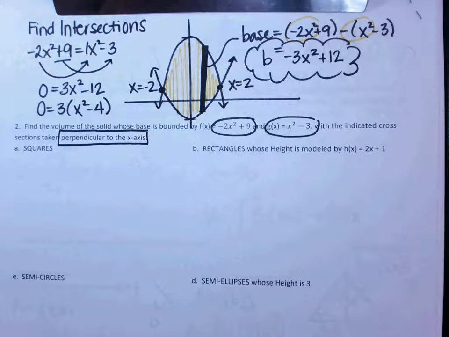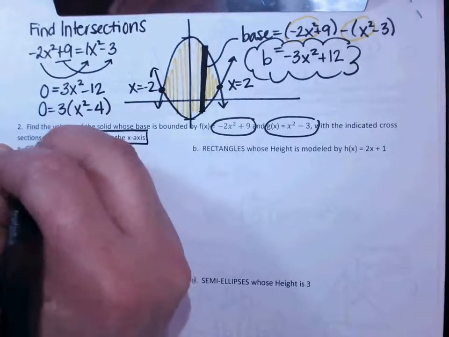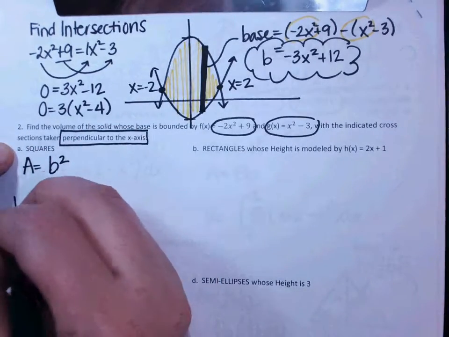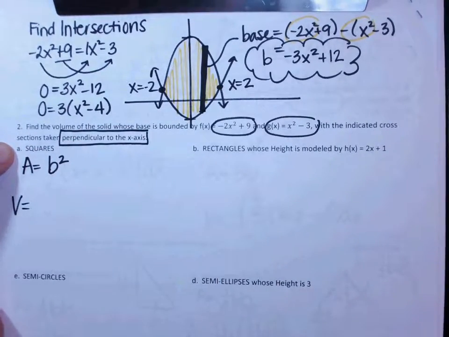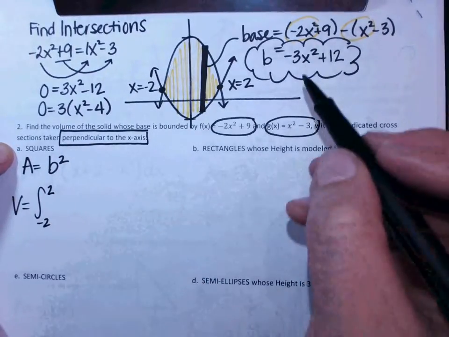Okay? So set up the square one for me. That's the easiest one. Okay, we want it to be a square. What would your area formula be? B squared. Then how do you get from area to volume? Integrate. What will the boundaries of my integral be? Negative 2 to 2. And then what's my base?